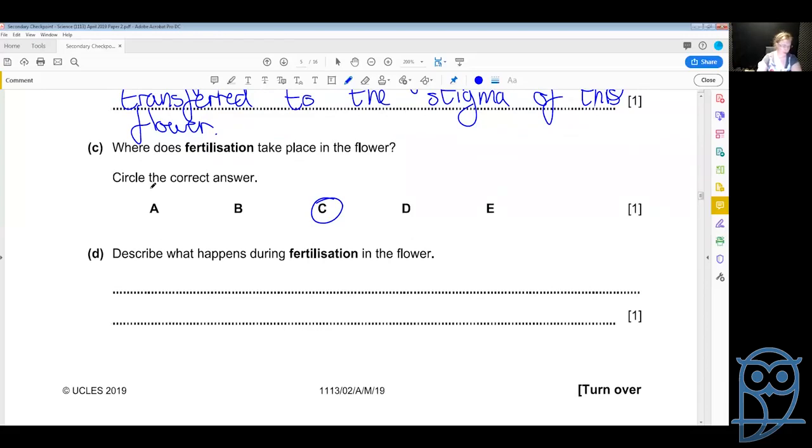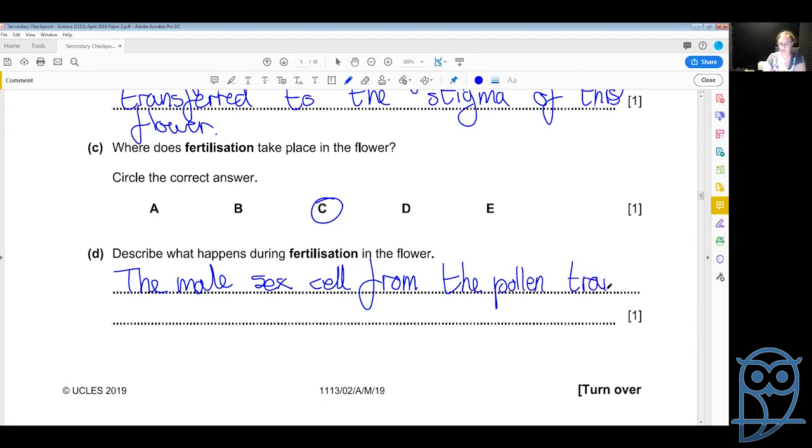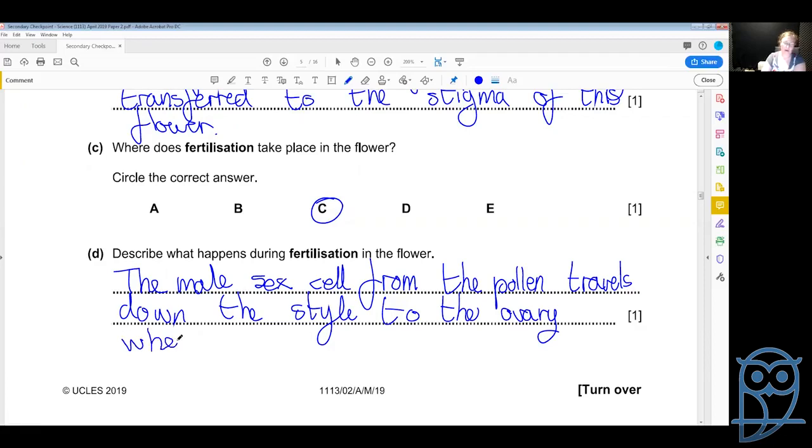Describe what happens during fertilization in the flower. So the male sex cell from the pollen travels down the style to the ovary. And there it combines with the ovum. There we go.